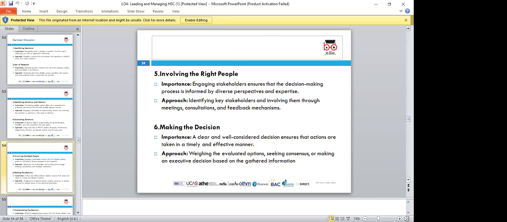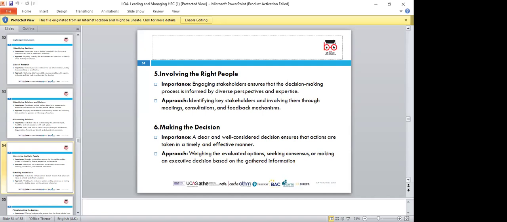We spoke about involving the right people. What is its importance? It helps to engage stakeholders to ensure that the decision-making process is informed by diverse perspectives and expertise. How? By identifying key stakeholders and involving them through meetings, consultations, and feedback mechanisms.